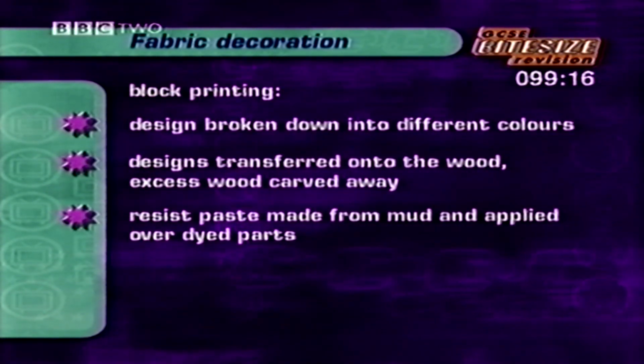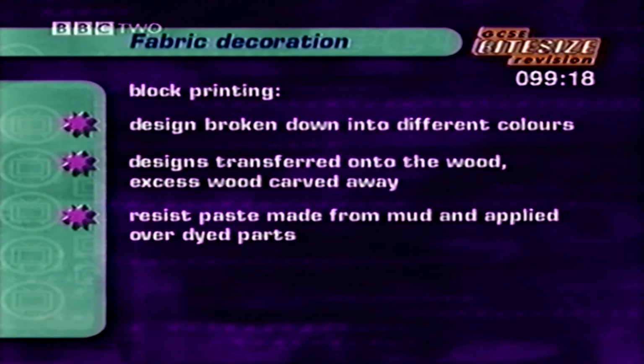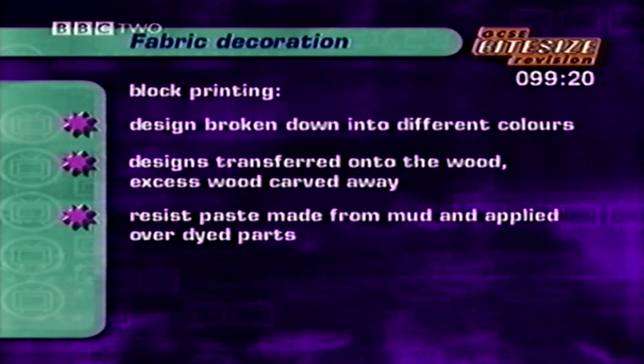With the pattern design being divided into the layout of each different colour, a different block was carved for each colour by tracing the design and marking it on the wood, and then carving away the parts of the wood that aren't needed. A resist paste was made from mud thickened with gum, slate lime and clay to cover the parts already dyed.